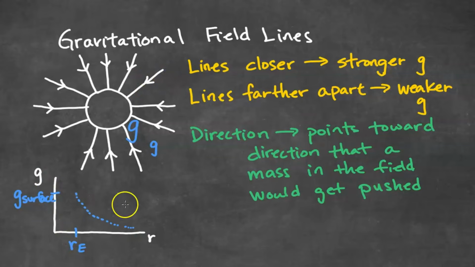Now, this is a graph that shows you as you're moving away from the Earth. So here's the surface of the Earth right here, and this tells you the gravitational field at the surface. So on Earth it would be 9.8 newtons per kilogram, and then as you're moving away you can see that it decreases, and you can see that it's an inverse relationship. It's actually an inverse squared relationship.